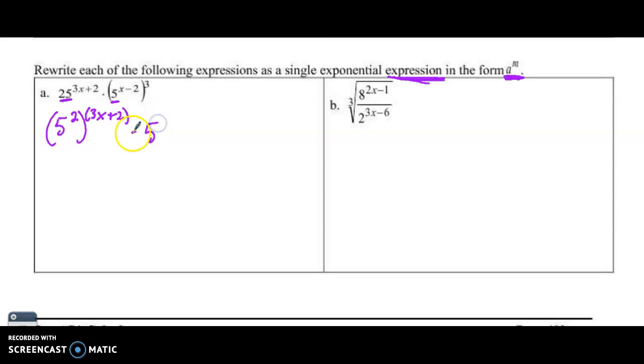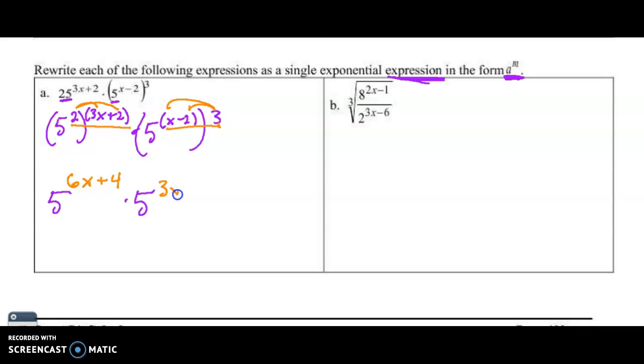and same thing, that's a times. X minus 2 is taken to the third power. Now I think you can recognize that you do have a power to a power that you can multiply. Just make sure that you multiply everything in that problem. So we're looking at 6x plus 4. That 5 is still there. Same with this 5. And then again, a power to a power, you need to multiply. Just make sure you multiply everything. So we're looking at 3x minus 6.